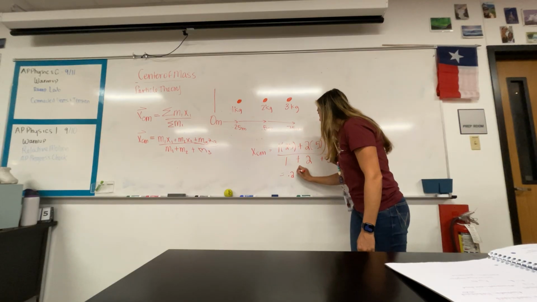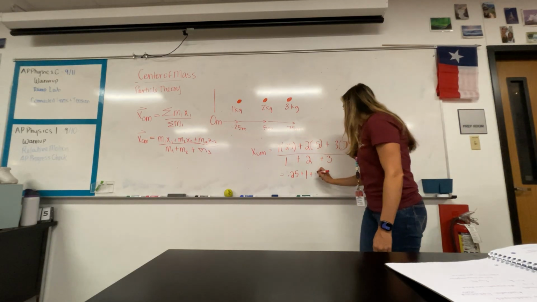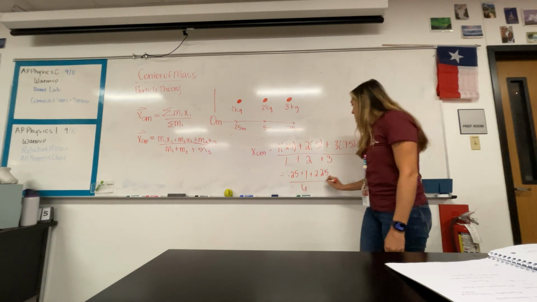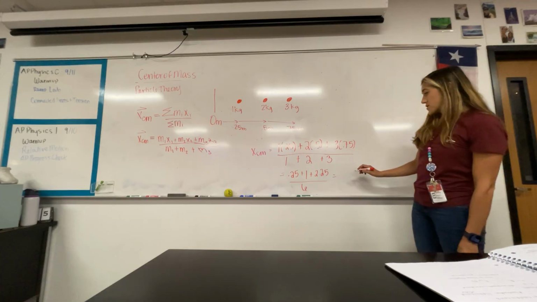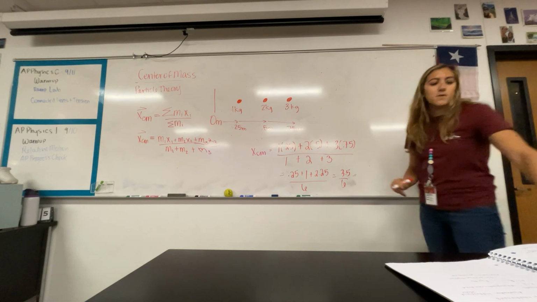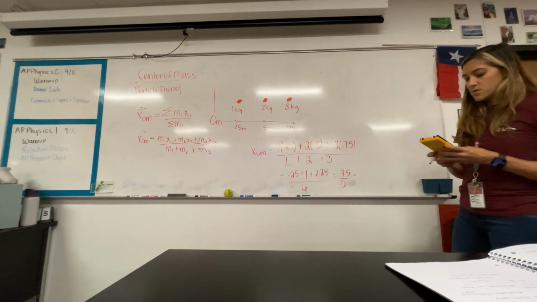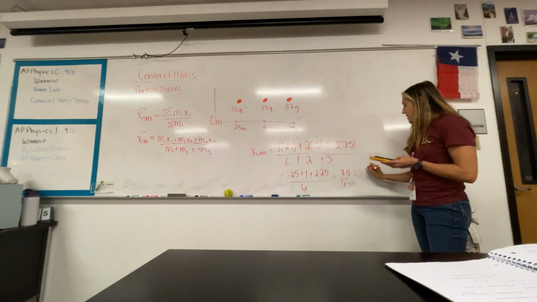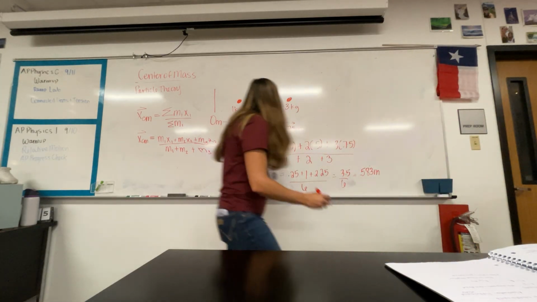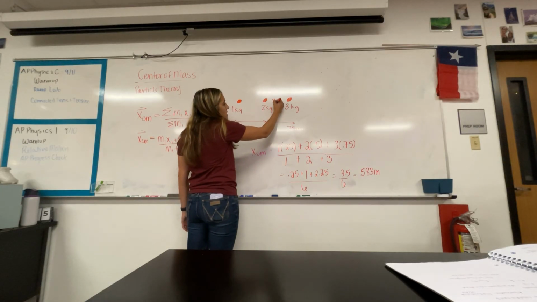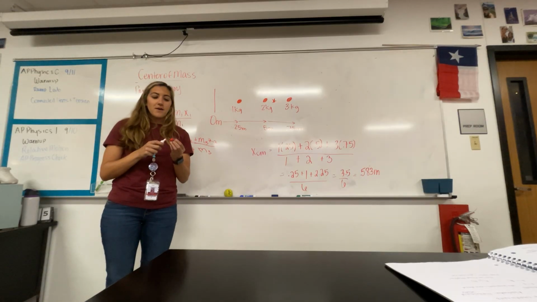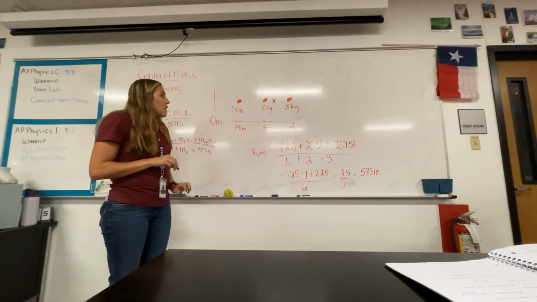I get 0.25 plus 1 plus 2.25 all over 6. That would be 3.5 divided by 6. I could do it by hand, but I don't want to. 0.583, which is located right here-ish, somewhere around there. And that would be the center of mass of the system. Let's do one more example.